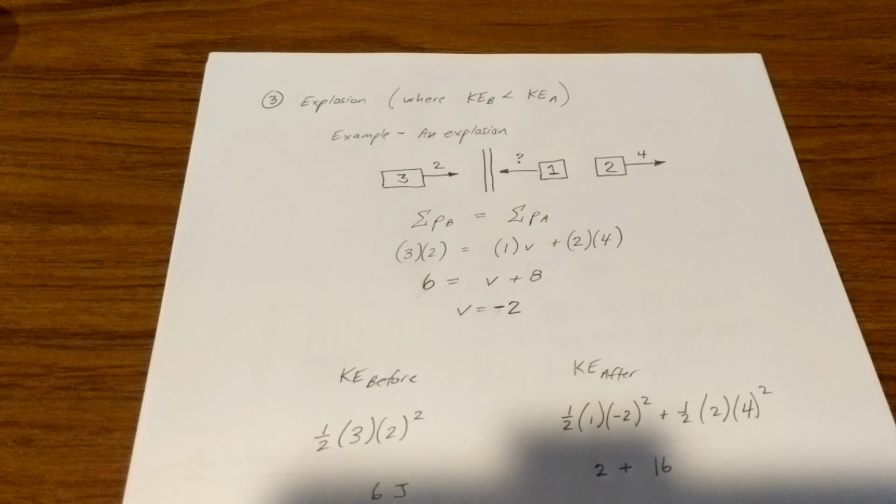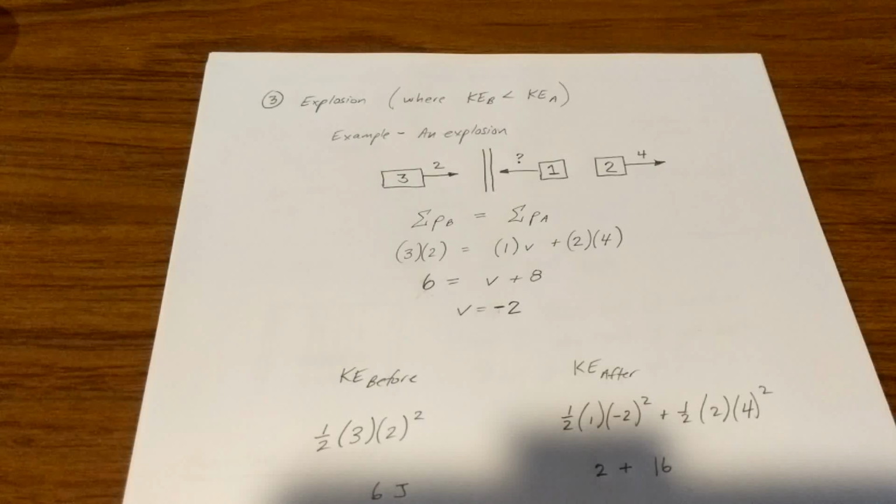Here's our conservation of momentum calculation first to determine how fast this mass of 1 ends up going after the interaction. Again, momentum is conserved. 3 times 2 equals 1 times v plus 2 times 4. 6 equals v plus 8 gives us that the speed of this single block, this mass 1 block, ends up being 2 to the left, so negative 2.